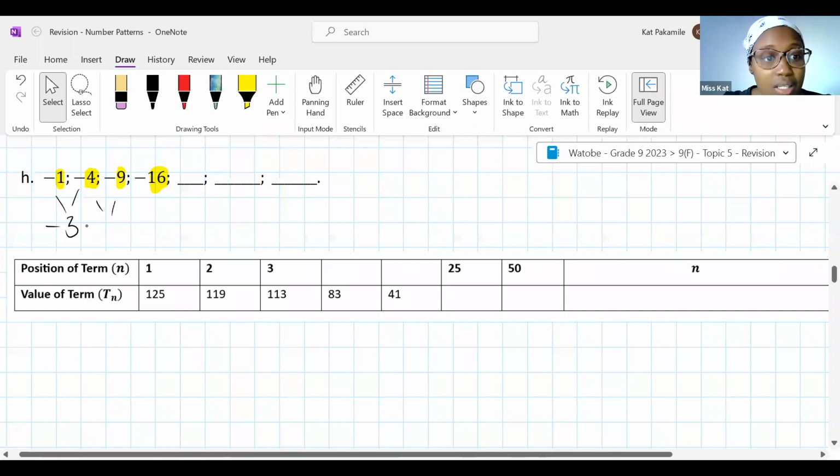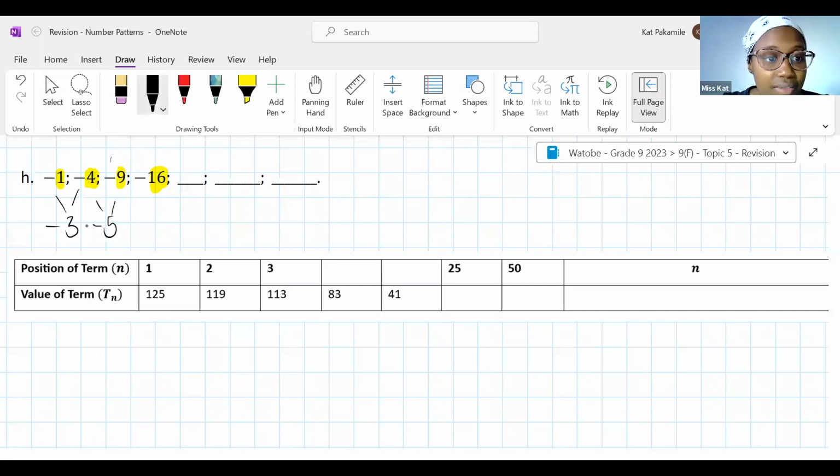That's negative 5. And then to go from there to there, we subtract 7. So you can either say they are the negative version of perfect squares, or you are subtracting odd numbers. Beautiful, Amahle. I like how you said that. Okay, so if we subtracted 7 here, how much are we subtracting next? So now we're at negative 16. Tell me how much we are subtracting.